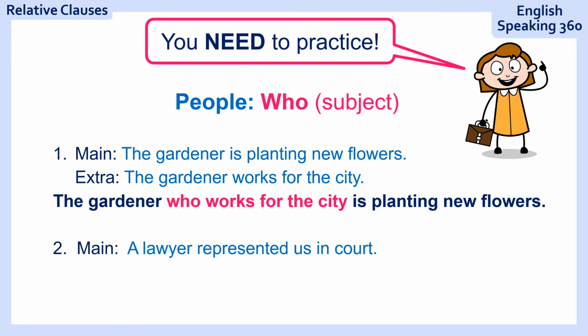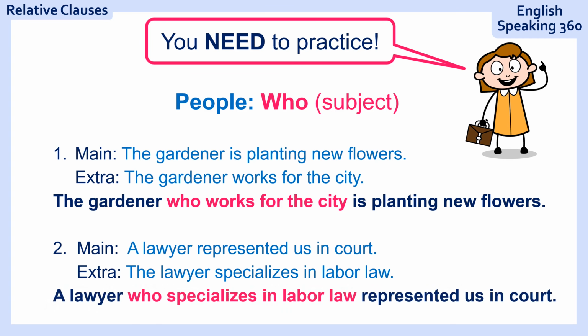Number 2, a lawyer represented us in court. Extra information, the lawyer specializes in labor law. So if you have a work issue, it's related to labor law. So now merge the two sentences, and it gives a lawyer who specializes in labor law represented us in court.